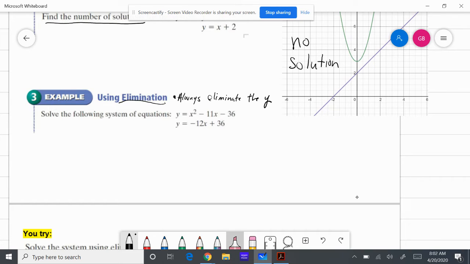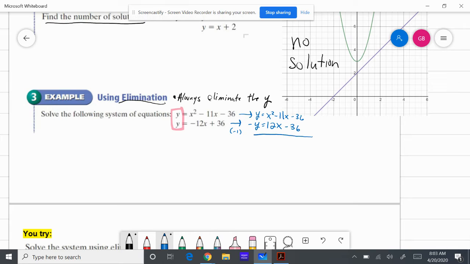Notice that they're both positive, so I need to make one of them negative. So I'm going to multiply the first equation by a negative 1. So that's going to be negative y is equal to 12x minus 36. The second equation, I'm just going to go ahead and copy it over. So y equals x squared minus 11x minus 36.